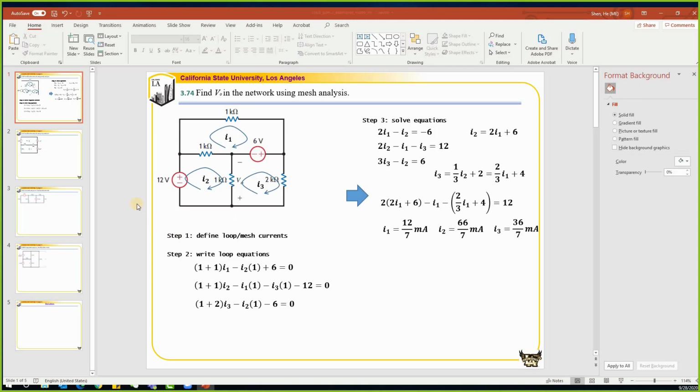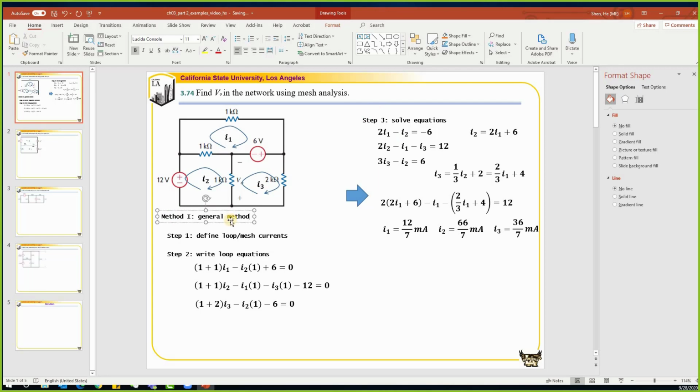So this is the first method. This is also the general method that how we solve this problem. But if we look closely, we find this problem only has voltage sources. We can do mesh analysis by inspection. Second method is called mesh analysis by inspection.